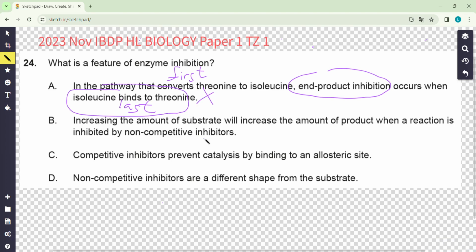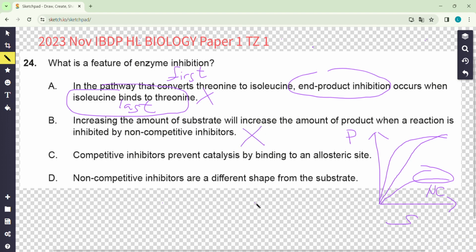For the B part, they talk about a non-competitive inhibitor, increase substrate, increase the amount of products. So the graphs will be like this, okay? This is product and this is substrate. Normal enzyme looks like this. Competitive is like that. Non-competitive is like that. So for the non-competitive, it matures and saturates quickly. So when you increase the substrate, the products won't increase.